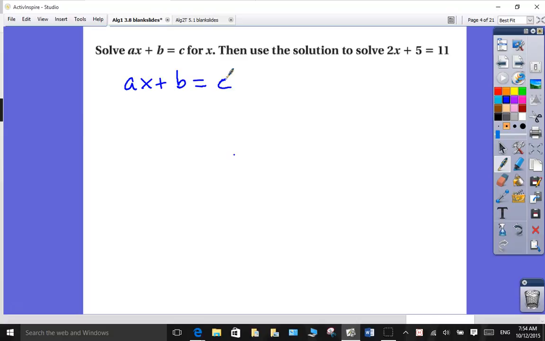Now, if looking at all these letters gets confusing, then try to look at the equation that structurally looks exactly the same. If I was going to solve 2x plus 5 equals 11, what would I have done as a first step? I would subtract 5, right? So what am I going to do with ax plus b equals c? I'm going to subtract the b. The fact that I don't know what b is doesn't matter. It's still the right thing to do to isolate: subtract b from both sides.